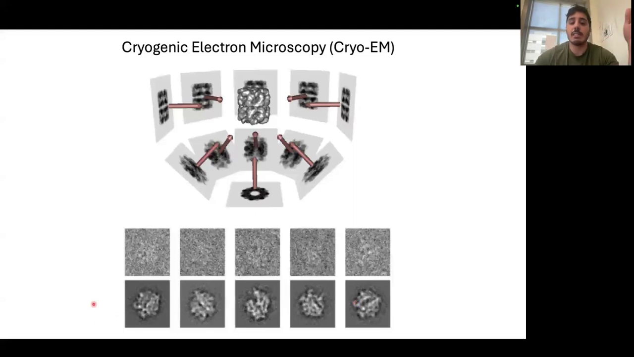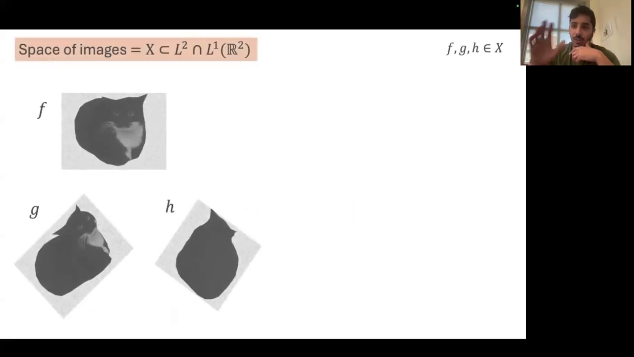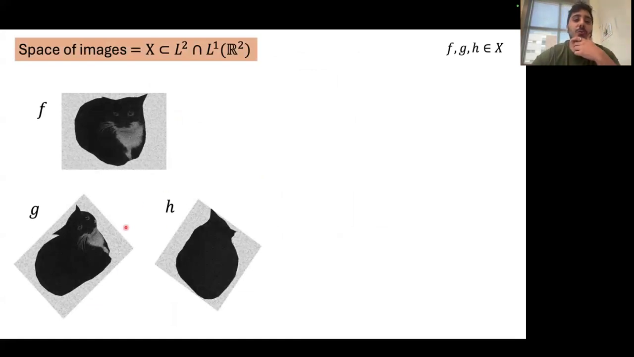Eventually, you use these pictures to reconstruct the molecule in 3D, but my focus in this motivation is just to get rid of noise in the 2D pictures that you take. So that's the context, but I'm motivating things with a cat. So let's be a bit more mathematical.